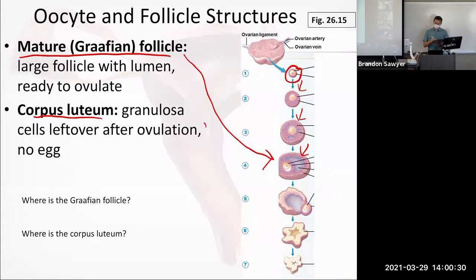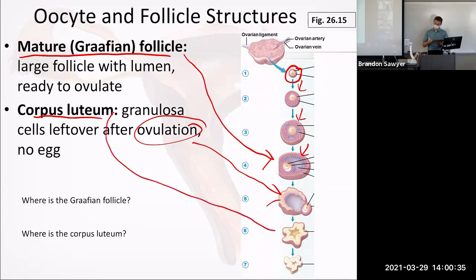This would be ovulation here. Ovulation is when the egg leaves, and what we're left with after ovulation is what's known as the corpus luteum, which really just means yellow body. It's not just a thing that doesn't have any function; it has many important functions. This is the primary source of progesterone in females, and it becomes endocrine tissue that keeps the endometrium alive in case implantation happens. So the Graafian follicle is in step 4, and the corpus luteum is step 6 there.